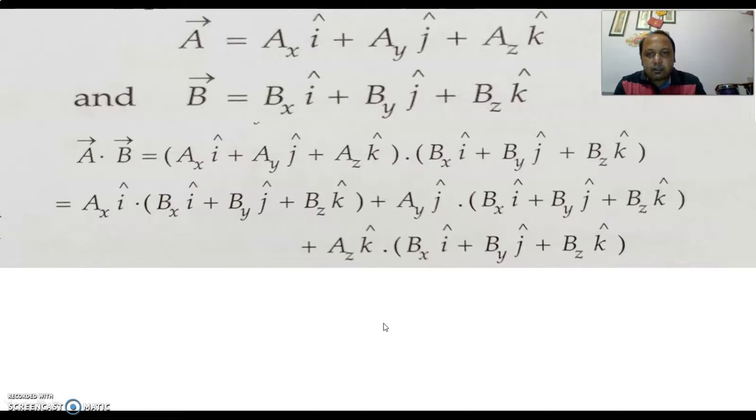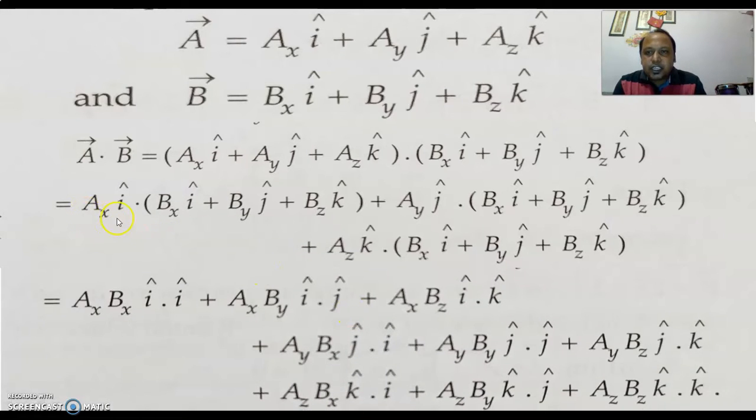Now let us see how we are going to deal with it. In the first case, AX I cap will be multiplied one by one with BX I cap, BY J cap and BZ K cap. So that's what we have written here. AX and BX are scalar quantities, numerical values, say 2, 3, 5, 6. So they will be directly multiplied.